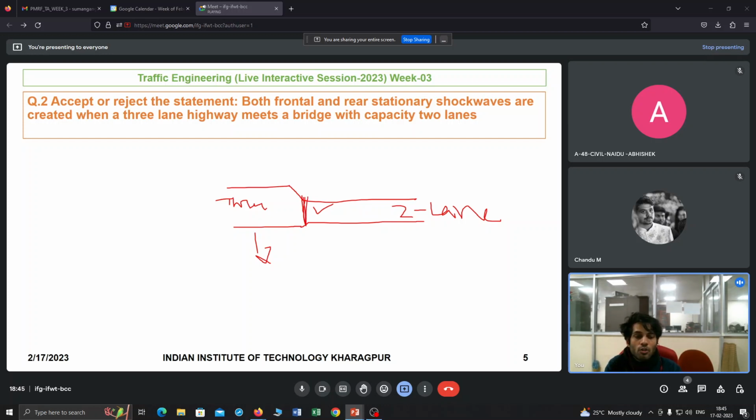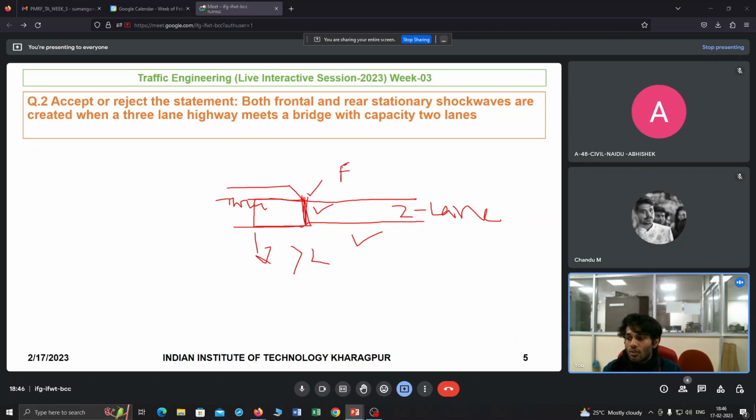Why will there be a change of state? Because its capacity is 2 lane, and its capacity is 3 lane. So obviously there will be a state change at this point, right? And congestion will occur whenever your demand is greater than 2 lane. Then your backward moving or backward forming shockwave will start forming, and this forward moving will stay.